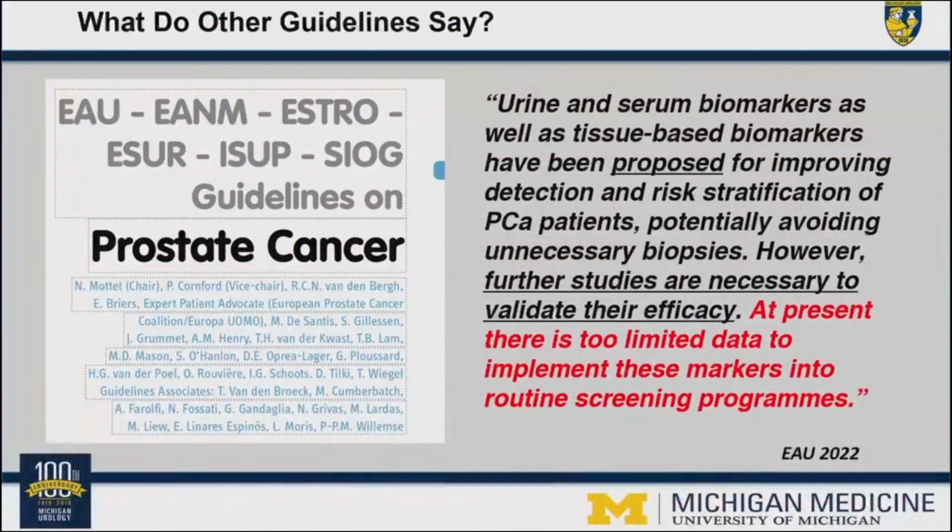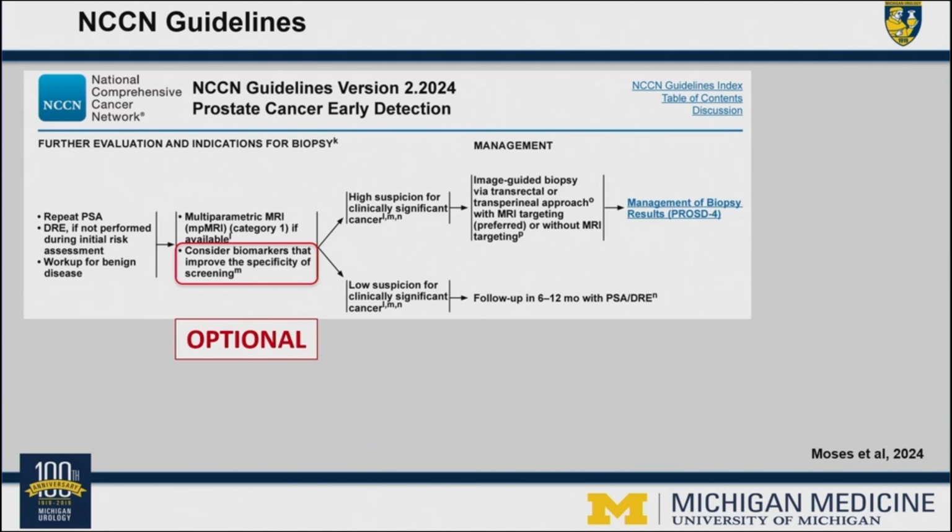The EAU guidelines feel that at this time there's limited data to implement them in screening, so they should not be used as a screening test, and there's limited data to recommend ordering them reflexively. Again, the NCCN guideline recommendation is consistent. They are considered optional in this case.